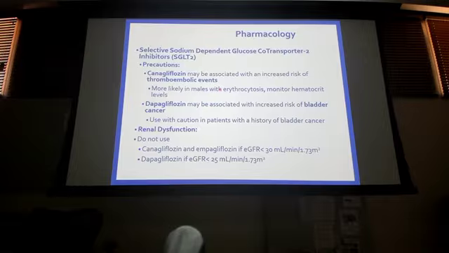So for precautions, canagliflozin is associated with increased risk of thromboembolic events, more likely in males with erythrocytosis. Just monitor your hematocrit levels. Dapagliflozin may be associated with increased risk of bladder cancer, so just use caution. For renal dysfunction, do not use canagliflozin and empagliflozin if the eGFR is less than 30, and dapagliflozin if it is less than 25.